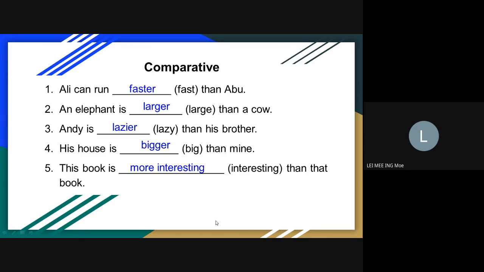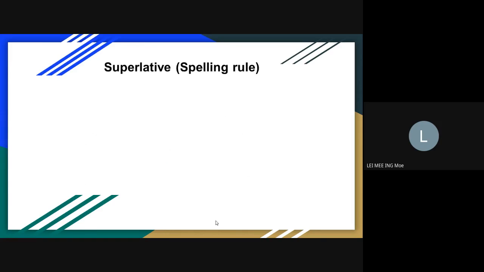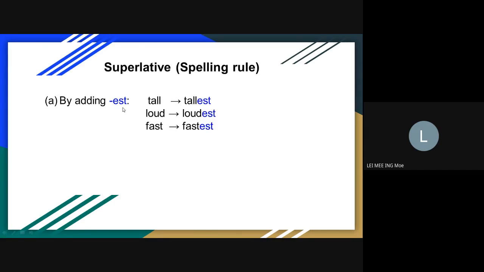Now we move on to the spelling rules for superlative. Just now was our comparative, right? Now it's our superlative. The spelling rules are almost the same as our comparative, just that some of the spelling is not the same. So the first one is by adding est. For comparative, just now we added er. For superlative, we add est.